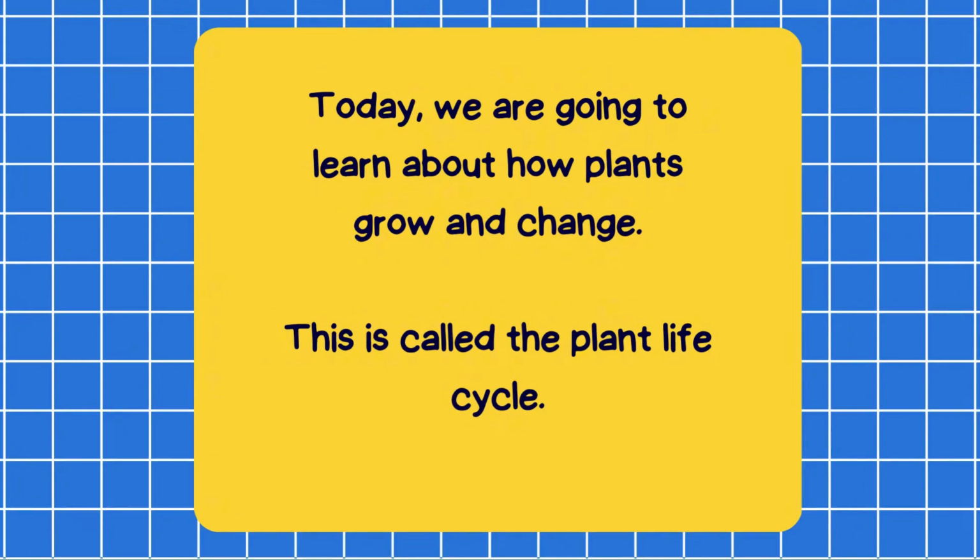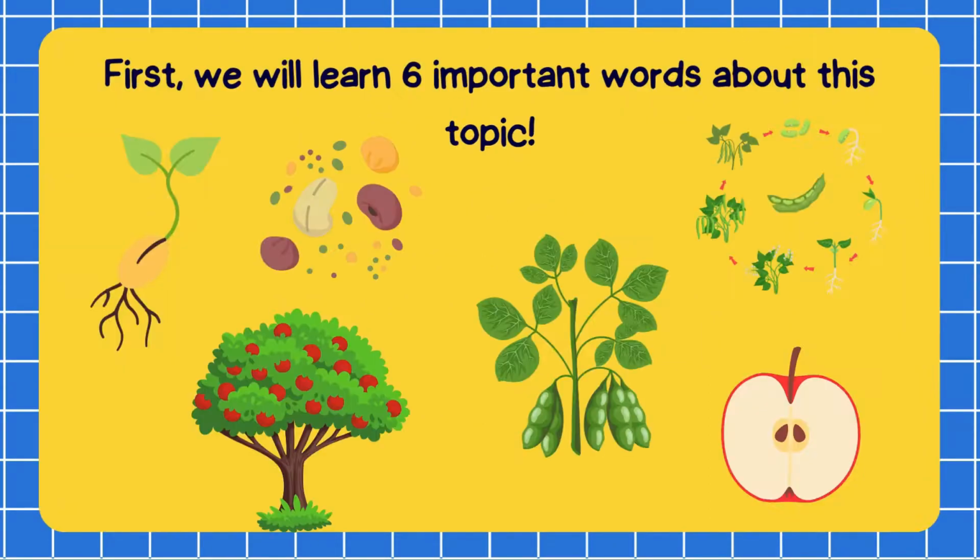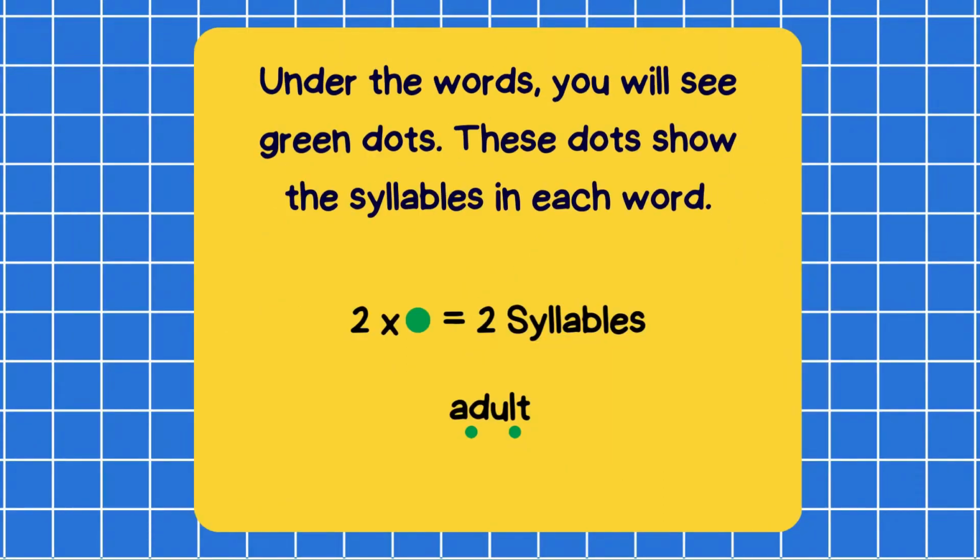Today, we are going to learn about how plants grow and change. This is called the plant life cycle. First, we will learn 6 important words about this topic. Under the words, you will see green dots. These dots show the syllables in each word.